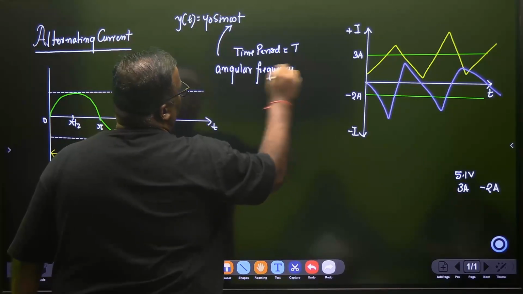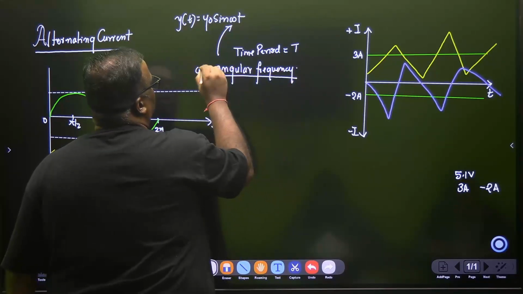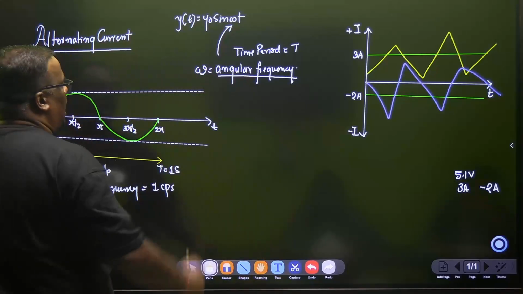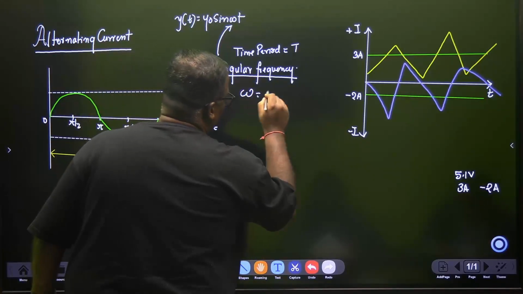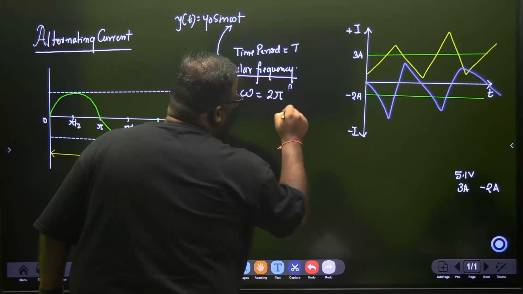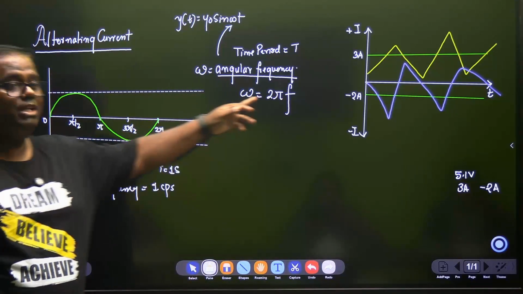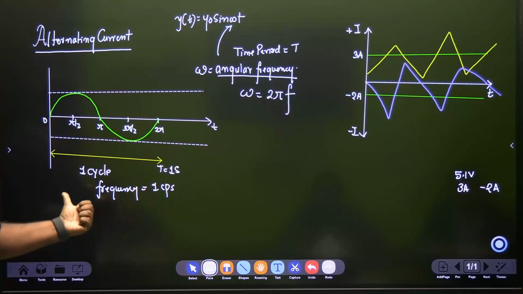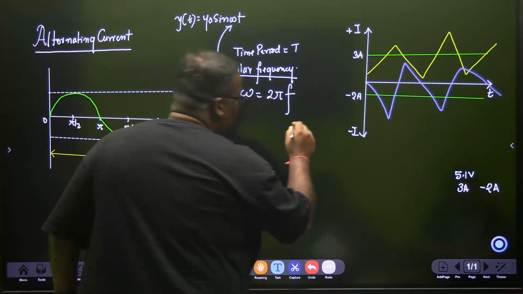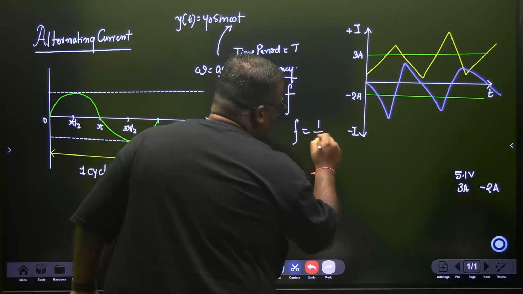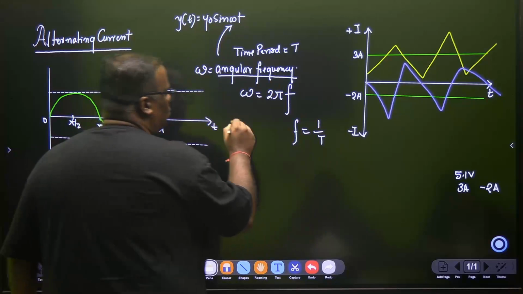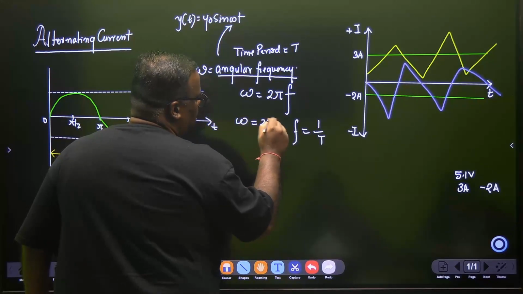Omega will be known as my angular frequency. Omega is angular frequency, and the value of omega will be 2 pi f, where f is my linear frequency, that is 1 cycle per second. And f, also known as frequency, is 1 upon time period. So omega can also be written as 2 pi by T.